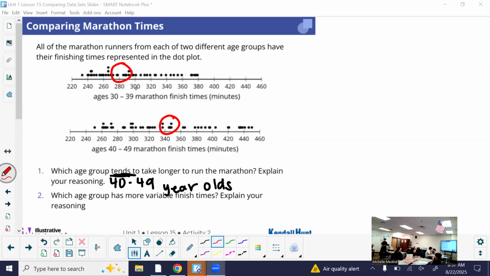Right? Questions on that? Some of you on the quiz, or even on your homework, where it says who tends to be the fastest, remember faster means less time. Okay, so just keep that in mind. But the 40 to 49-year-olds, and you should have compared the means and medians. All right, we're gonna vote for the second one. So think of your answer for which age group has more variable finishing times.